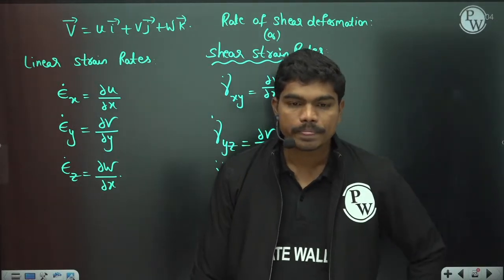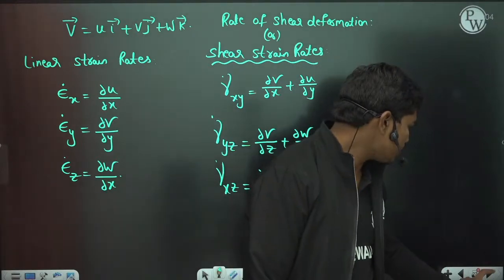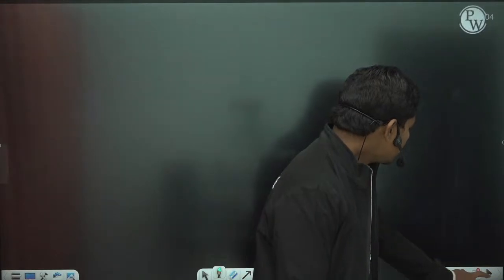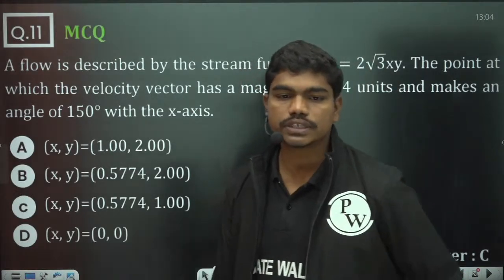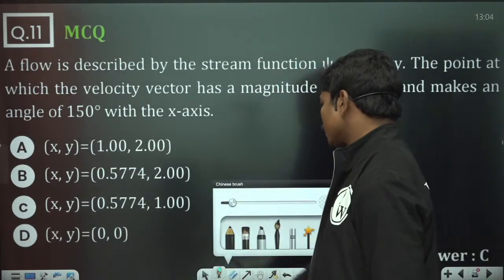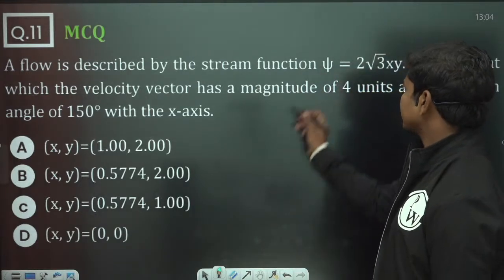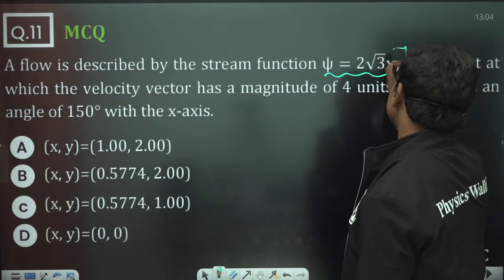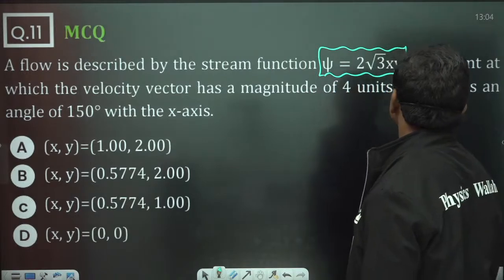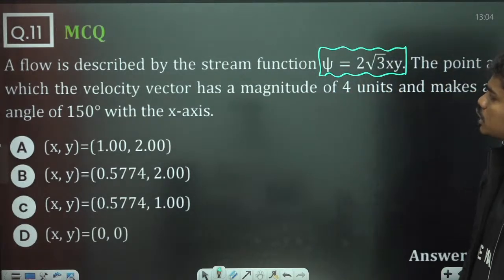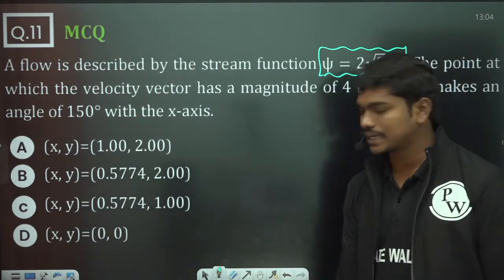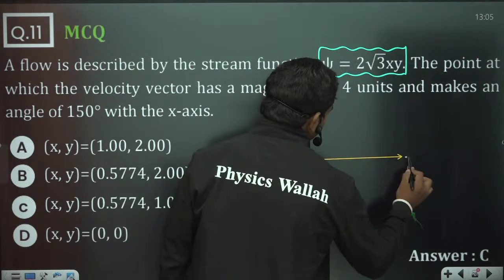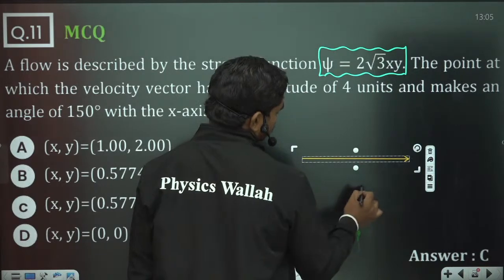Fine. So let's solve one last question before we leave. See here, a flow is described with a stream function psi equal to 2 times the square root of 3xy. The point at which the velocity vector has a magnitude of 4 units and makes an angle of 150 degrees with the x axis. So there is some xy coordinate system.